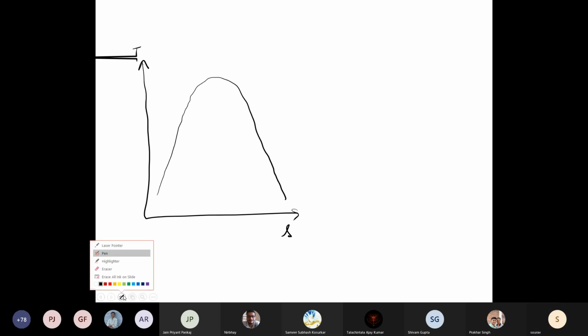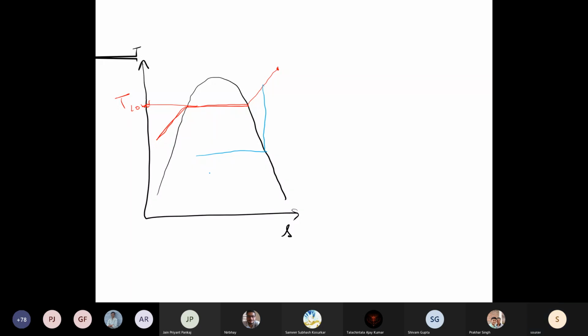This is your condensing temperature. It doesn't matter what your discharge temperature is. This is your discharge temperature, but I don't care about it. All I care about is the condensing temperature TC, because that fixes my condensing pressure. This isobar is fixed, so that is constant. Now what I'm varying is the evaporator temperature. This is the evaporator temperature, this is the first case. Now let's draw the second case.